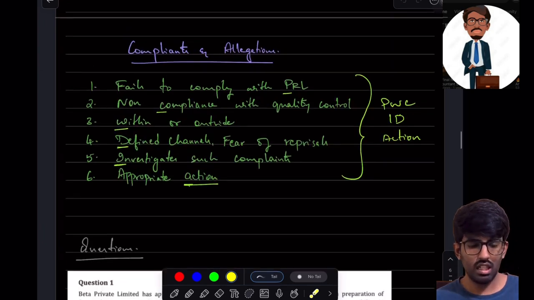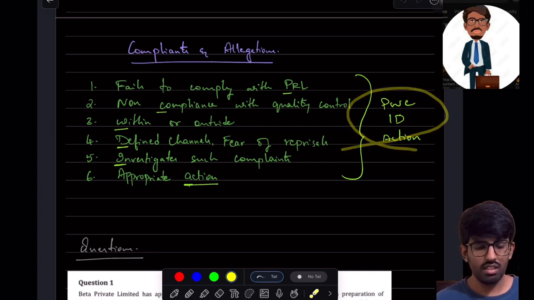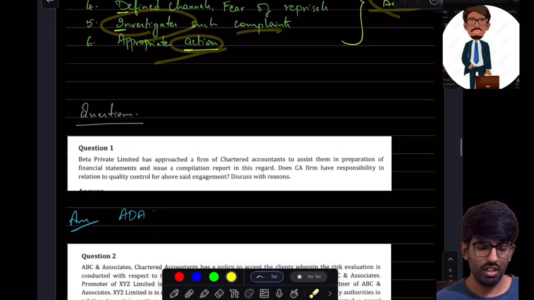So complaints and allegations, the mnemonic is PWC ID action. P stands for PRL requirements. P is professional, R is regulatory, L is legal: professional, legal, and regulatory requirements. And then C is non-compliance with quality control. W is within or outside the firm. D is define channels, fear of reprisals. I stands for investigate such complaints, and then action, appropriate action.